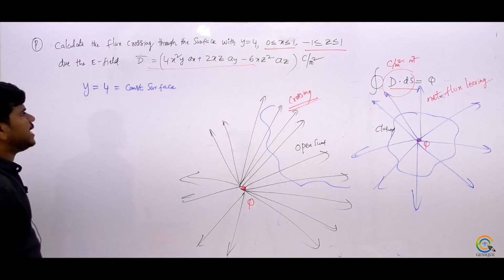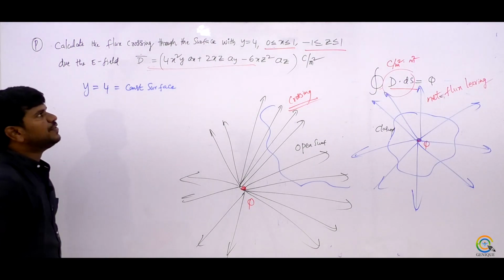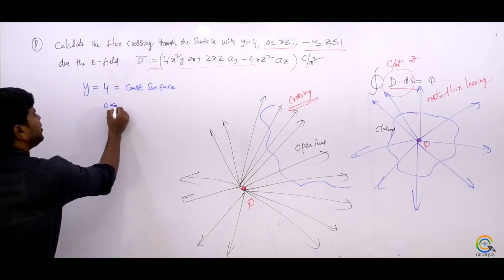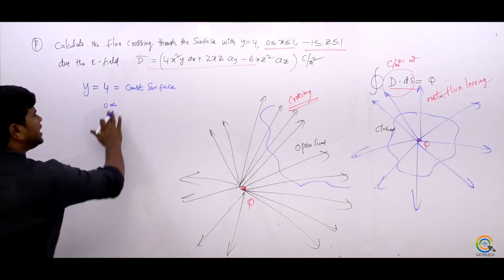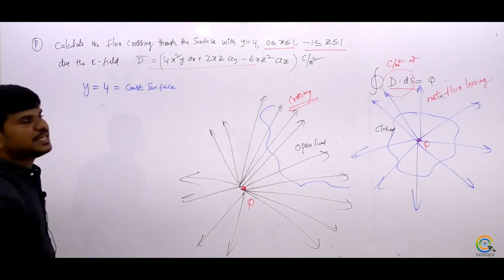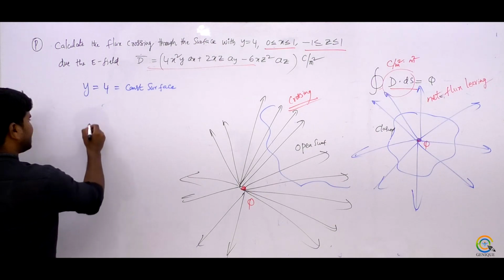y equals 4 is a constant surface. So like this, the surface is given. But x is in between 0 and 1 and z is in between minus 1 comma 1. Then how is the actual surface? The surface is actually like this.